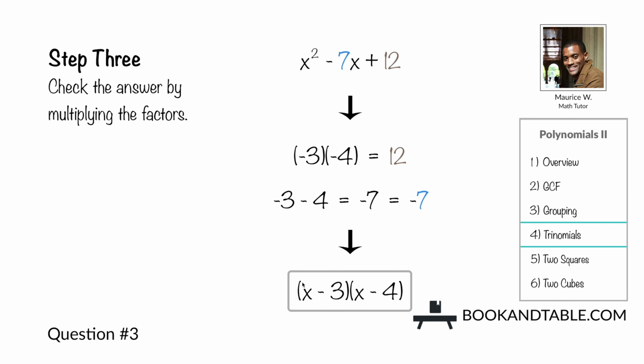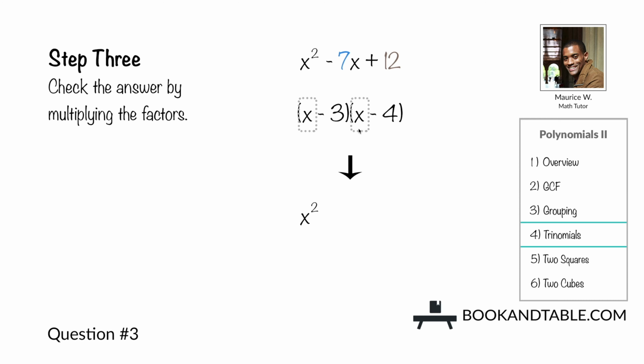And now step 3, check the answer by multiplying the factors, giving us x times x, which is x squared. X times negative 4 is negative 4x. Negative 3 times x is negative 3x. And negative 4x minus 3x would give us negative 7x. And negative 3 times negative 4 gives us positive 12. And we see that our final polynomial matches our original polynomial, letting us know that we found the correct factors, x minus 3 and x minus 4.